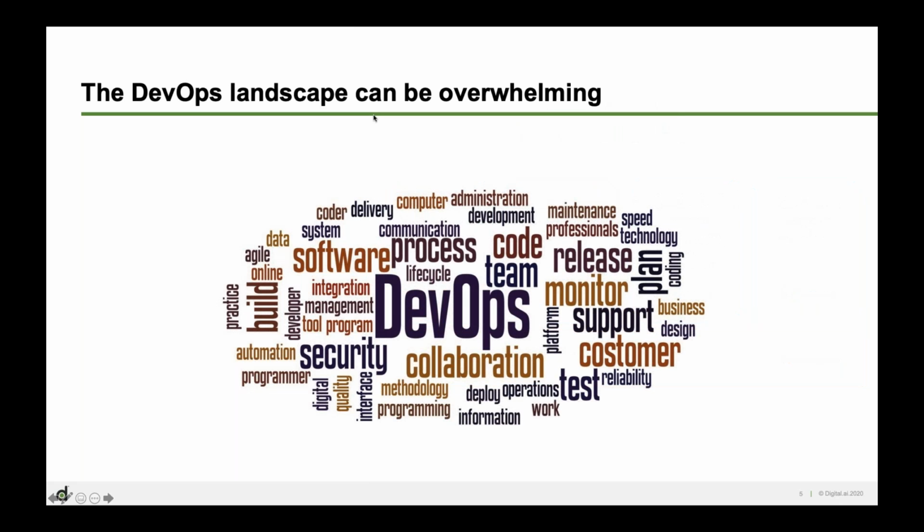So, the DevOps landscape. As you can tell by this word cloud, it can be a bit overwhelming. All these terms come up all the time, from DevOps to security to monitoring to release, collaboration. It can just be completely overwhelming on how to even get started with the DevOps transformation process. But what we want to show you here today is that it doesn't have to be overwhelming, that there are ways to improve this process.